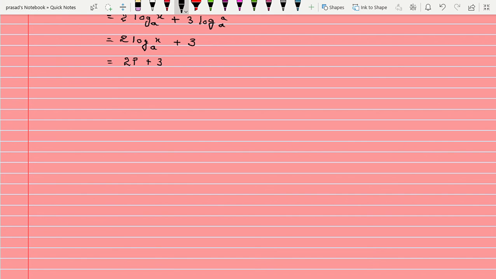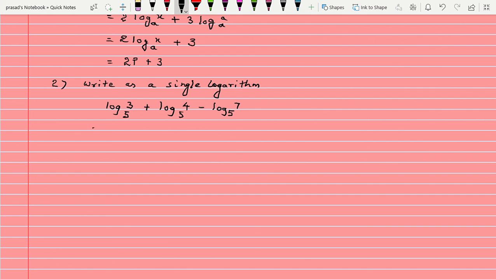Now write as a single logarithm: log 3 to base 5 plus log 4 to base 5 minus log 7 to base 5.